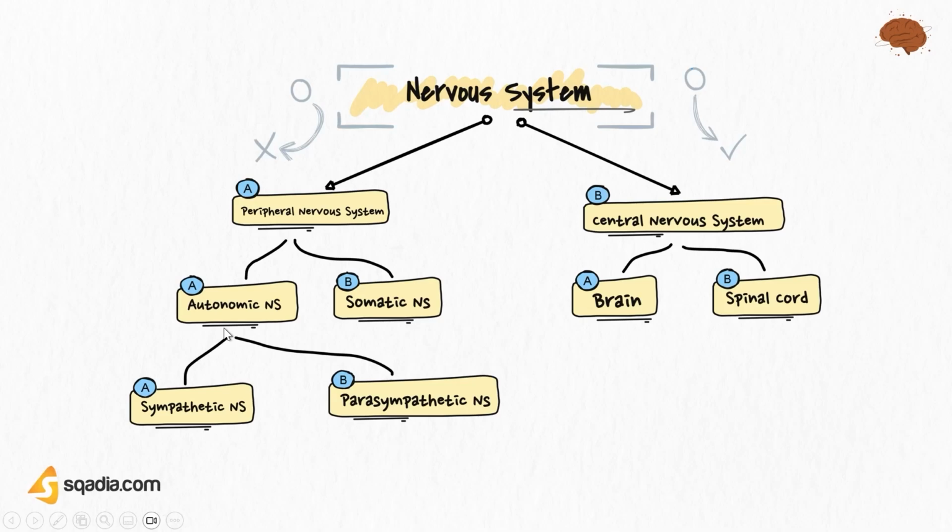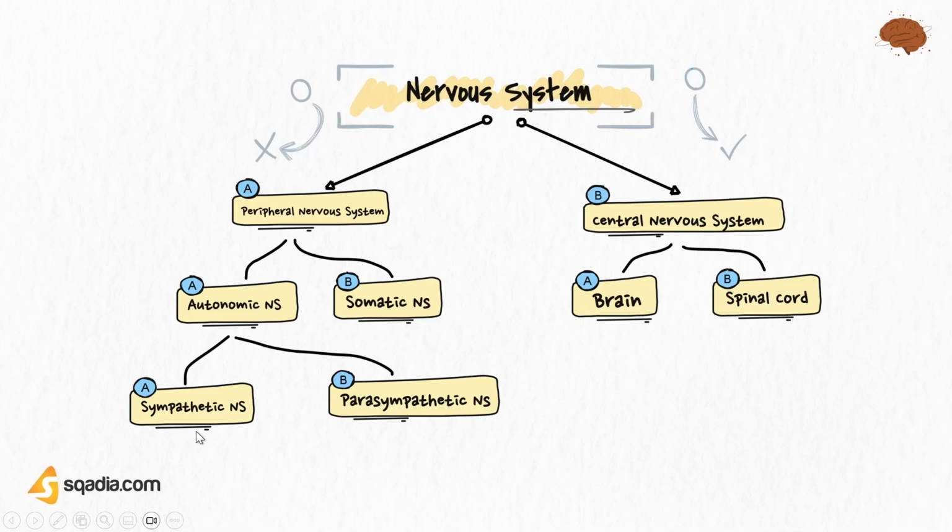Now, this autonomic nervous system consists of two main divisions. Number one, sympathetic nervous system, and number two, parasympathetic nervous system. These two divisions have complementary functions and often have opposite effects on target organs. First we will discuss the sympathetic nervous system.